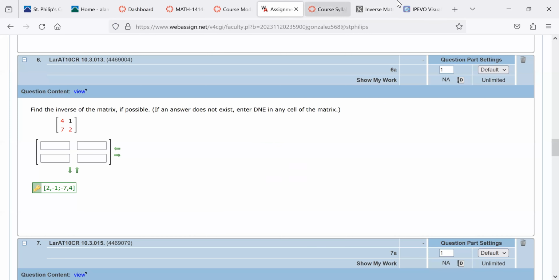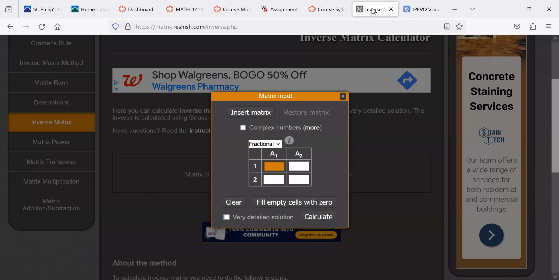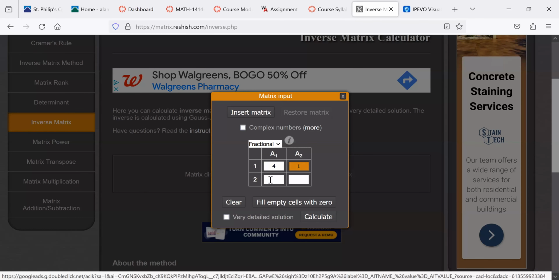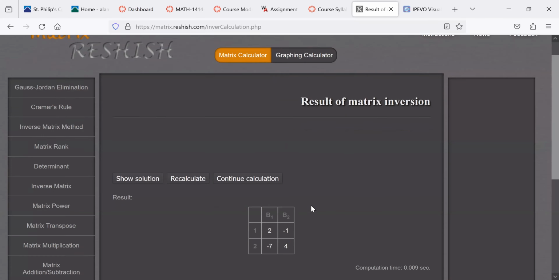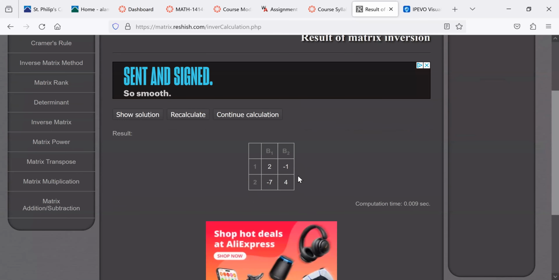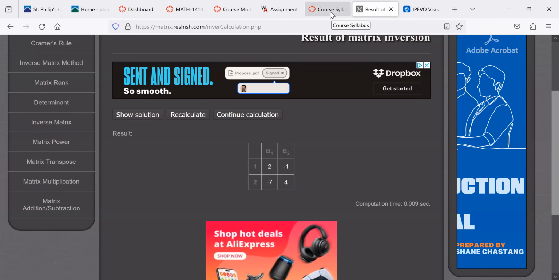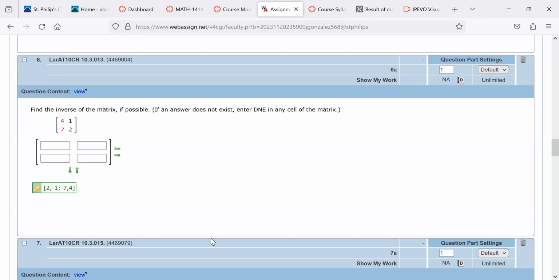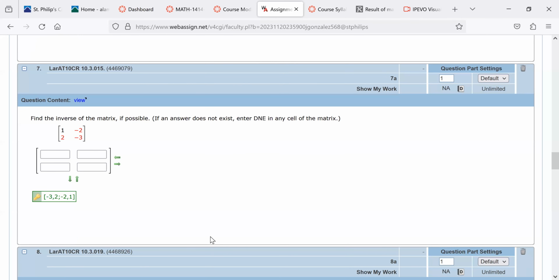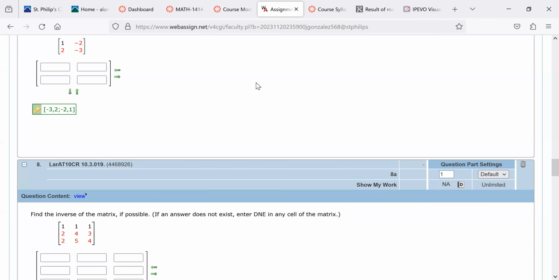So 4172. There's the inverse we found. You can do row operations and eventually get there if you want to, but that can take a couple of pages. And I don't want to make you guys do that unless you want to. That's your call. Up to you.